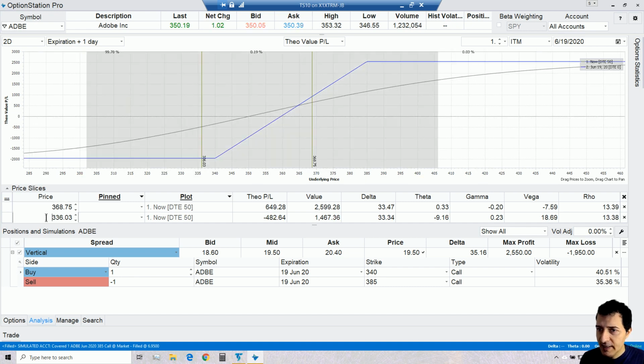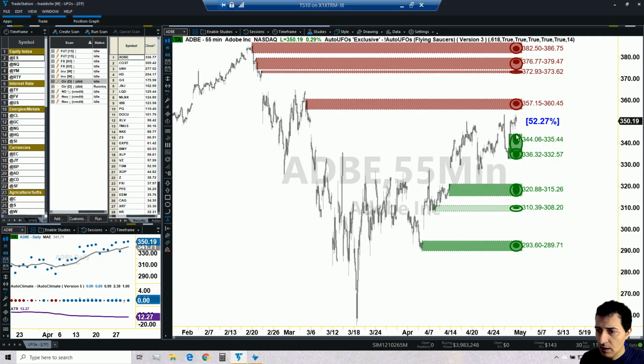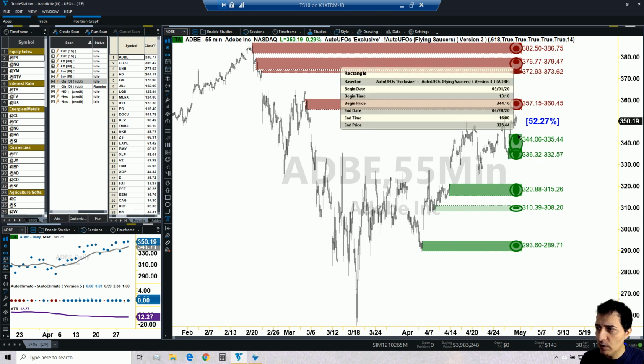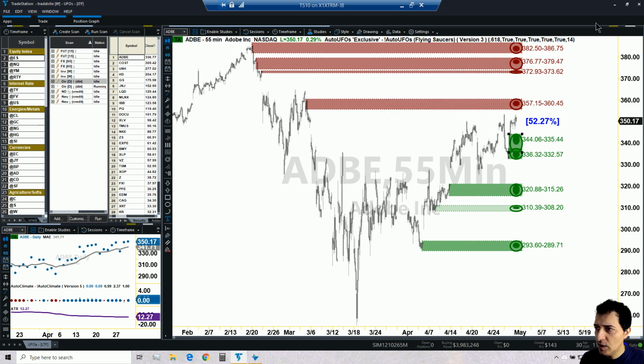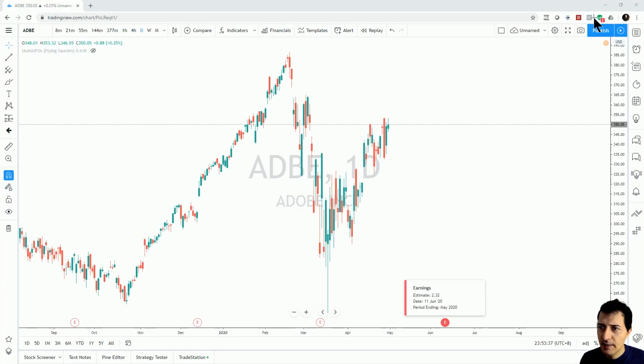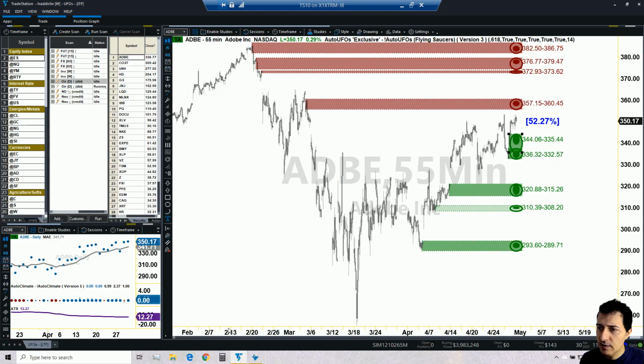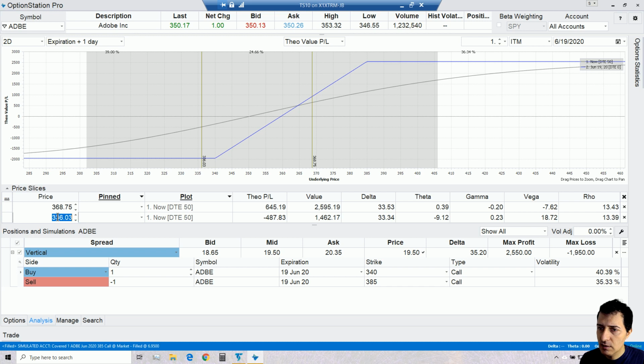Okay, the entry is not going to be 336. This is the entry we got before. The entry we're going to use in this case is the top of this UFO, and the top of this UFO is 344.16. Okay, so 344.16 would be the value for the entry. So entry 344.16 and target 368.75.